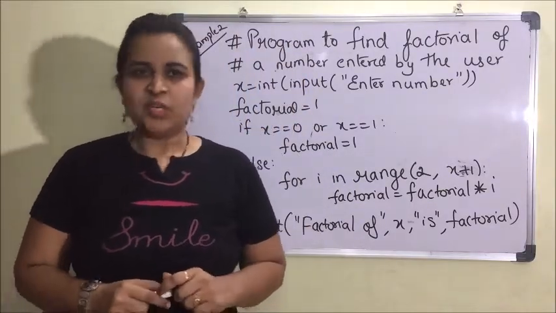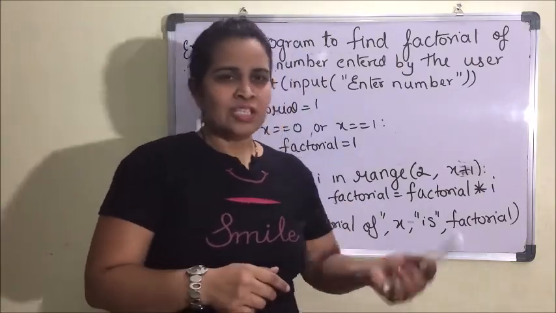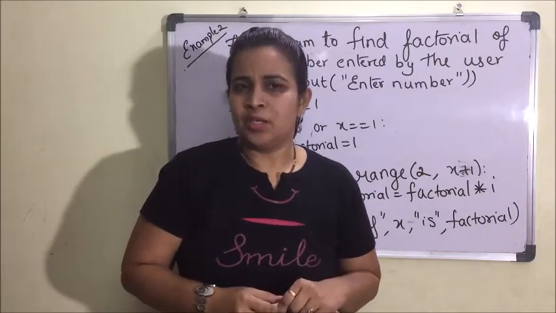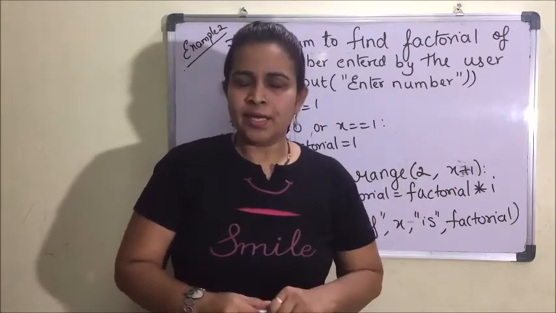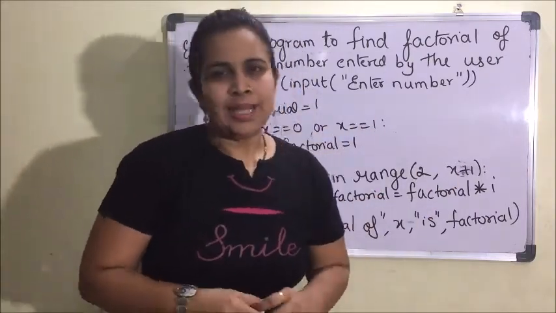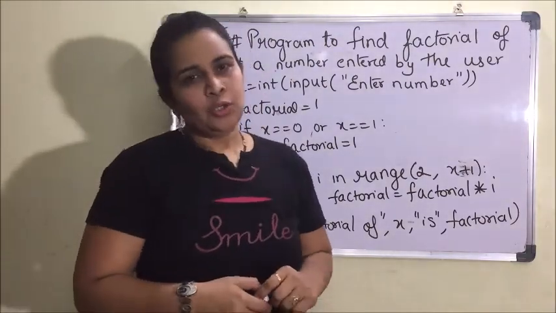In my previous video I discussed the for loop. In this video we will move ahead and I'll give you examples of how we can use the for loop in various problems. Example number 1 I already explained in the previous video. We'll start from example number 2, that is to find the factorial of any number entered by the user.